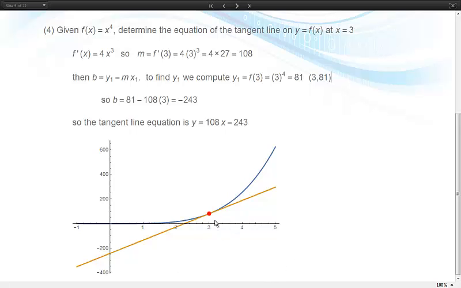Notice the tangent line at 3. The height of the point is a little over 100, right? No, actually it's 81. Yeah, so this is y equals 81. The slope of the line is 108. You can see the y scale and the x scale are very different. And the y-intercept is down here at minus 243. And that looks like a tangent line should look. It just touches the curve at that point.